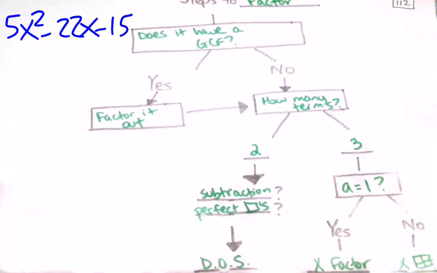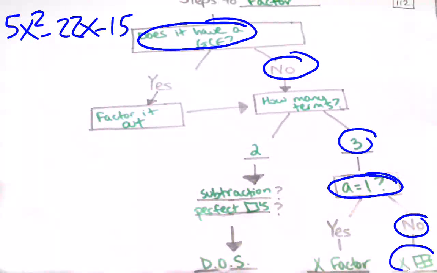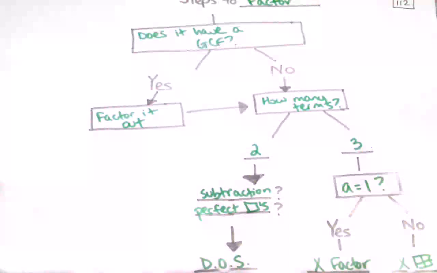Does it have a GCF? No. How many terms does it have? 3. Is A 1? No. So this would also be x box.